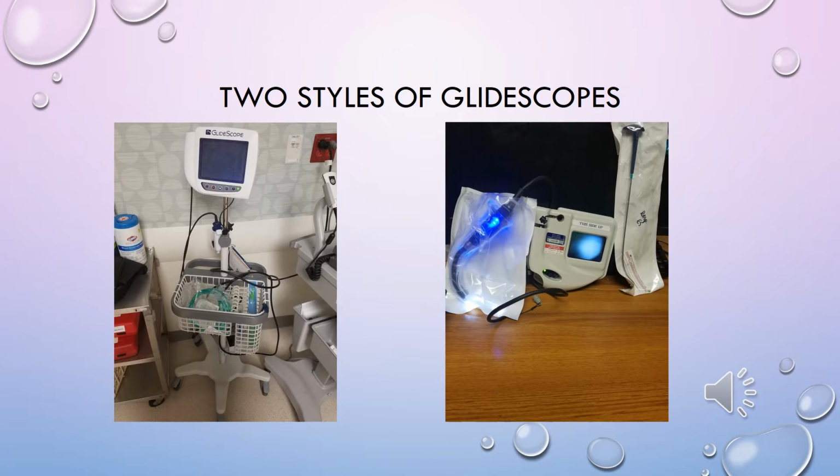The device on the right is what we call our portable Glidescope device, which we use and carry to emergent situations on the floors such as code blues or rapid responses, because once you arrive, you never know what you're going to walk into, so it's always better to be safe and prepared.